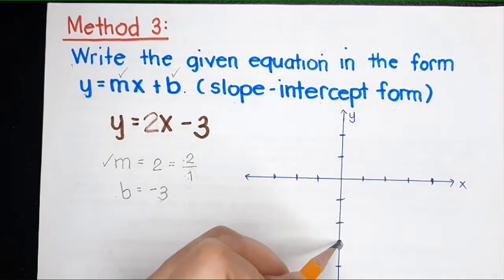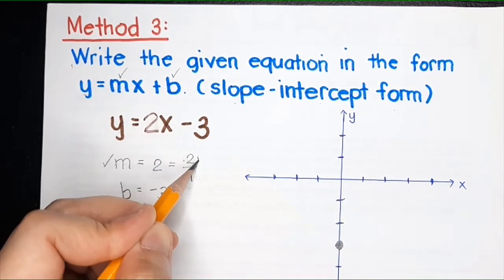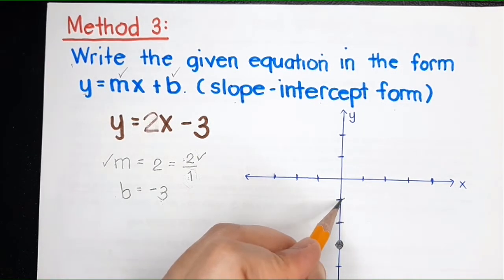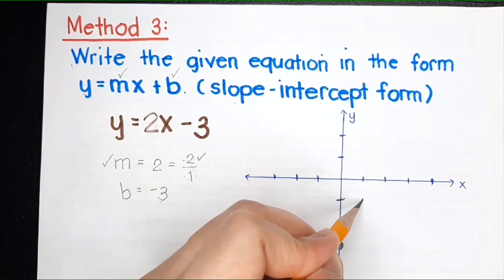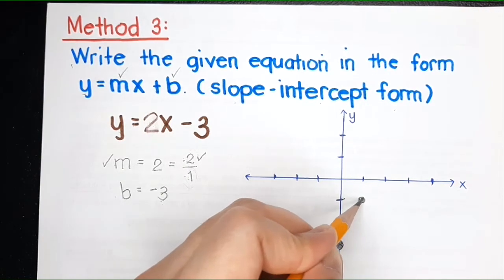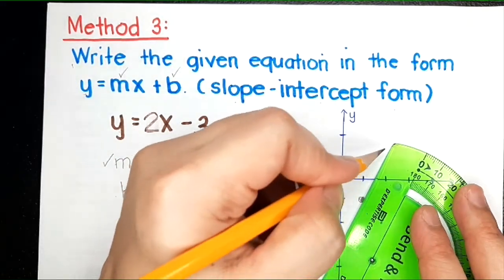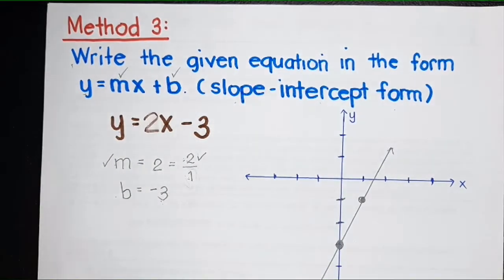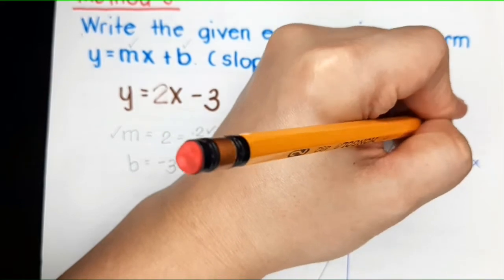Okay? Galing dito sa point na ito. Okay? O, mag-move tayo 2 units upward. So, 1, 2. Okay? And then, so, nandito na tayo. Okay? And then, 1 unit to the right. So, 1. Dito yung second point. Alright? And then, you connect these 2 points to create the line. So, again, this is the line y equals 2x minus 3.